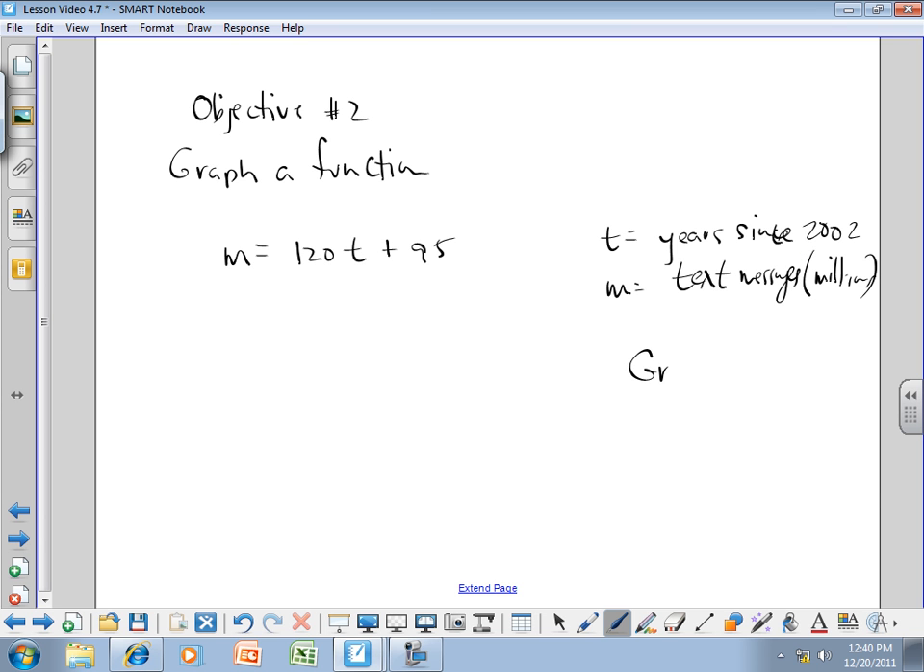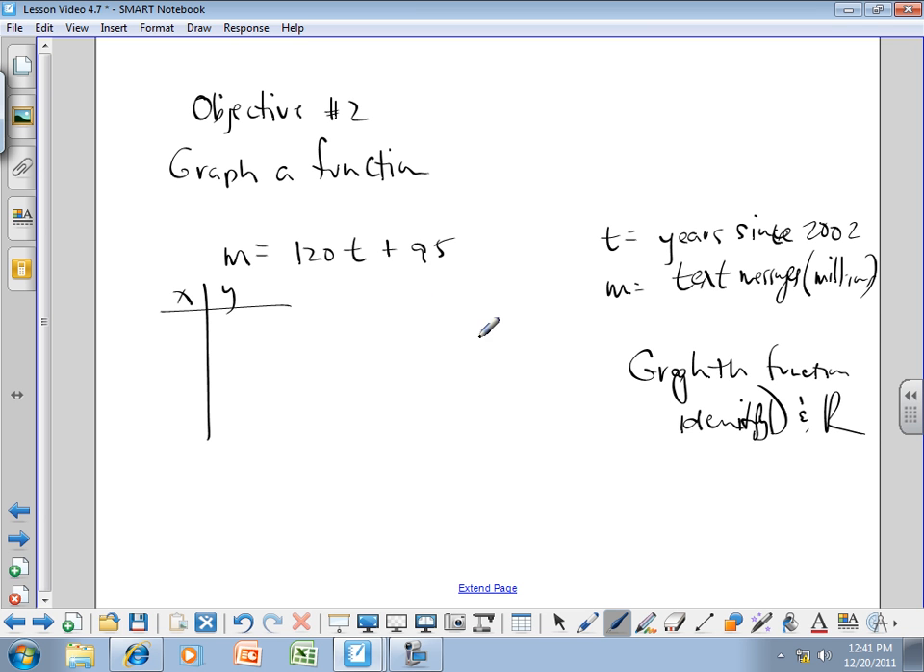And basically it says graph the function, and identify domain and range. Identify the domain and the range. All right, well, let's make an XY chart. And really, it's more of a T and an M chart, I think.